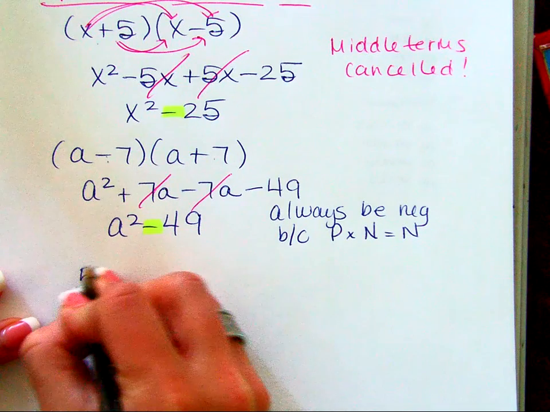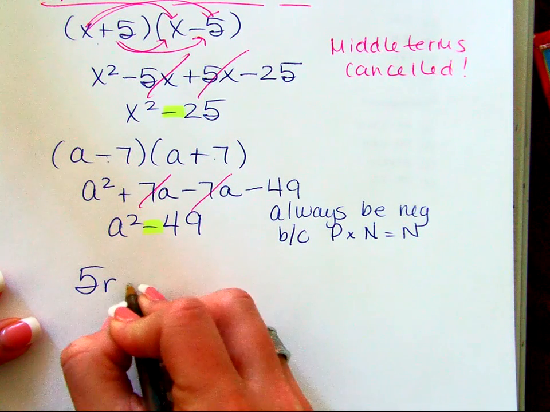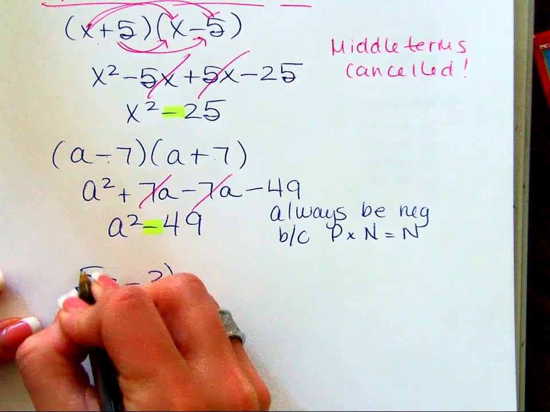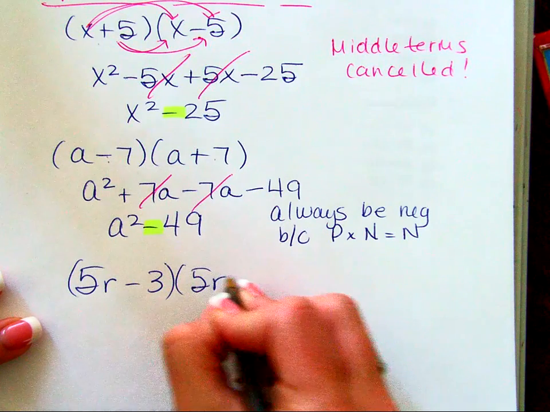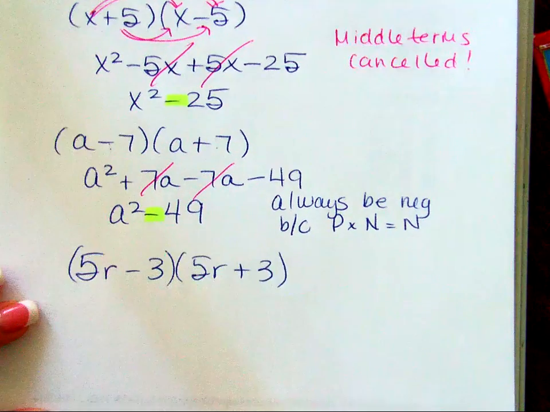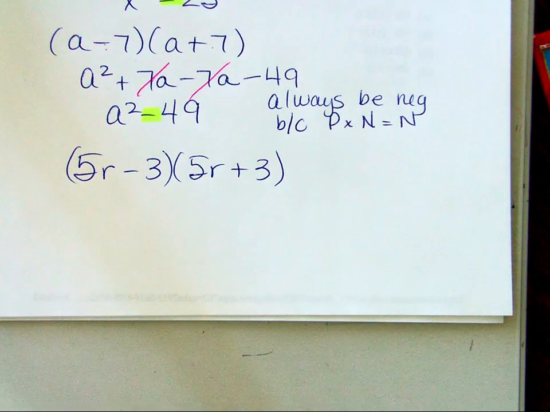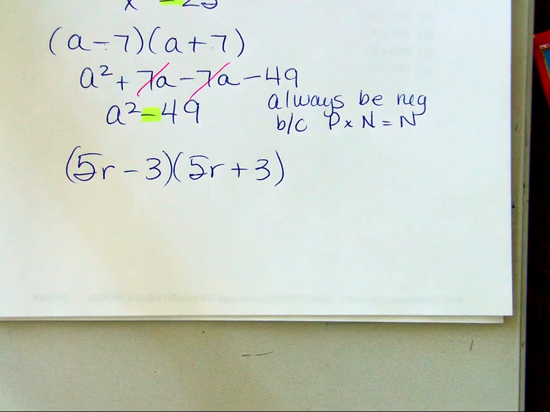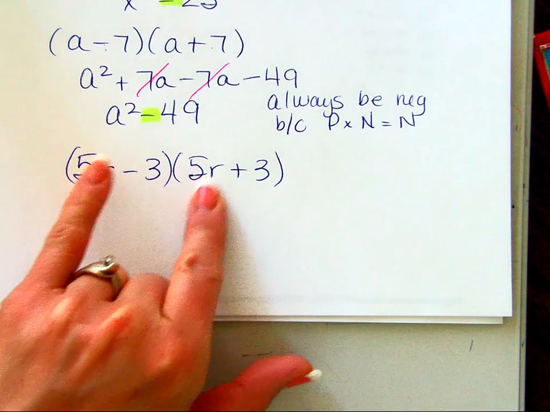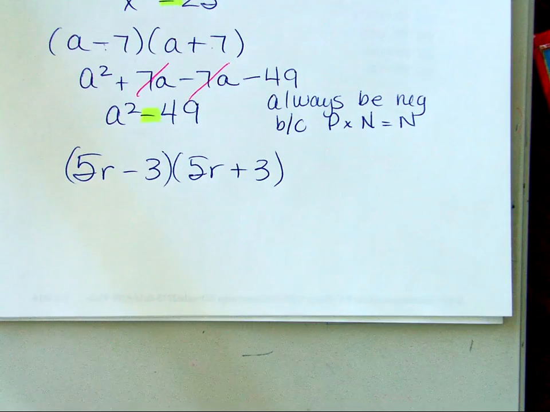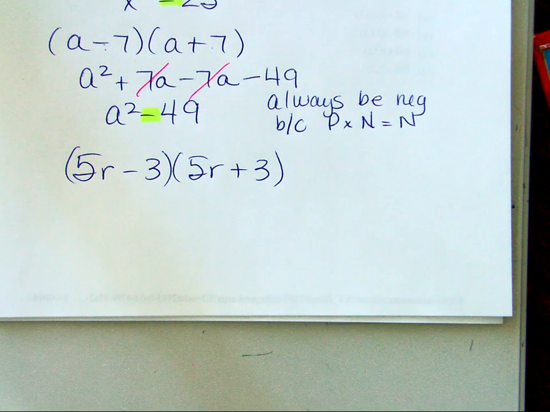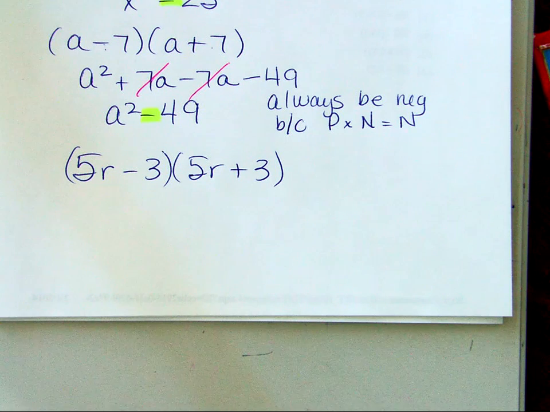Let's do one more. Let's take 5r minus 3 and 5r plus 3. So the first thing you have to be able to recognize is, is it set up the right way? Is this set up to cancel? Yeah. It has the same first term, it has the same last term, and one's plus and one's minus. So let's try this one without FOILing.